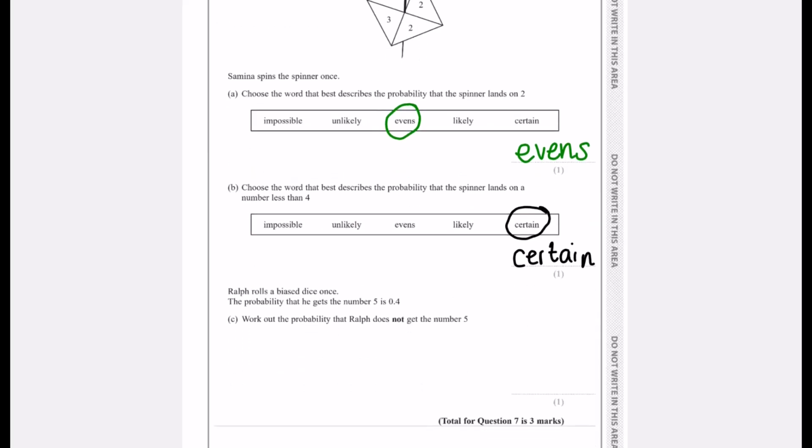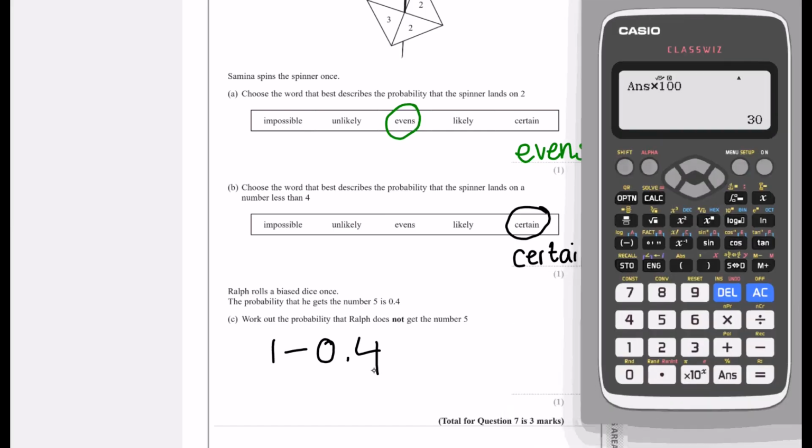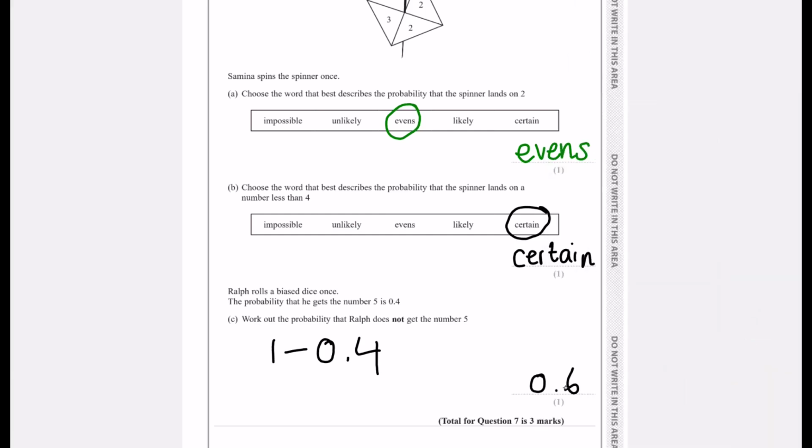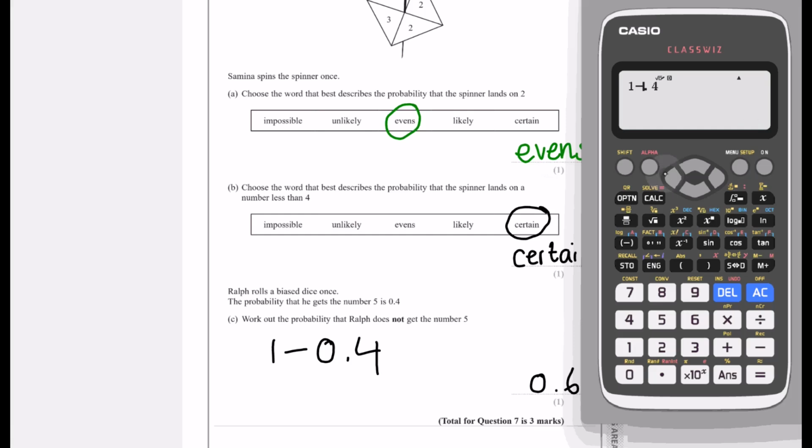And Ralph rolls a biased dice once. The probability he gets the number 5 is 0.4. What's the probability he does not get 5? So all the probabilities have to add up to 1, have to add up to a whole. So the chance he doesn't get a 5 is 1 minus 0.4, and that is 0.6. Usually I would have written the 0, I just missed it. 0.6.